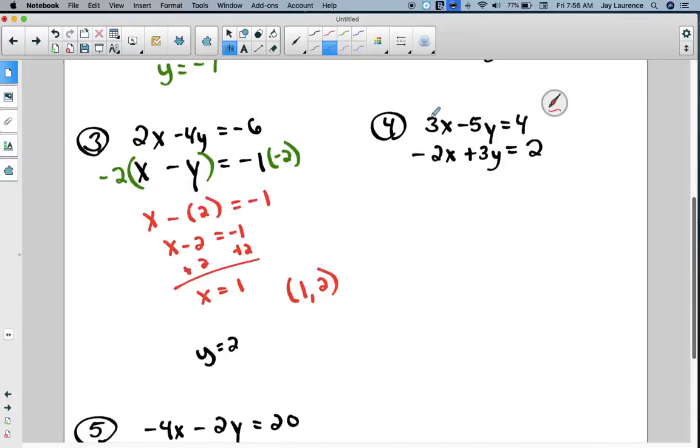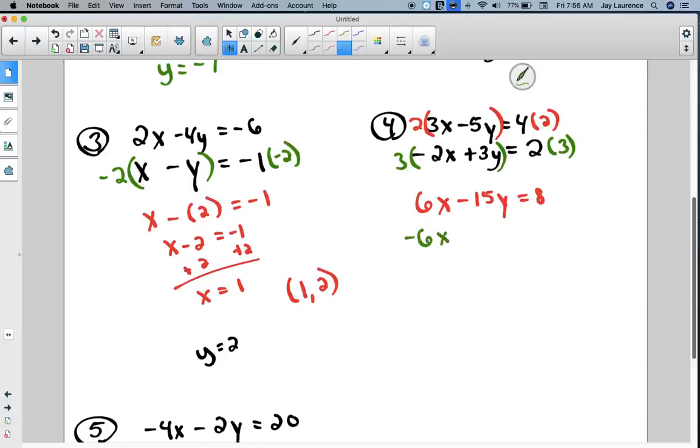I think I'm going to eliminate my x variables because multiplying by 2 and by 3 will yield smaller results than if I multiply by 5 and 3. So I'll do the top equation by 2, the bottom one by 3. And so my top equation will now look like this: 6x minus 15y, and that's going to equal 8. My bottom equation will be -6x plus 9y, and that'll equal 6.